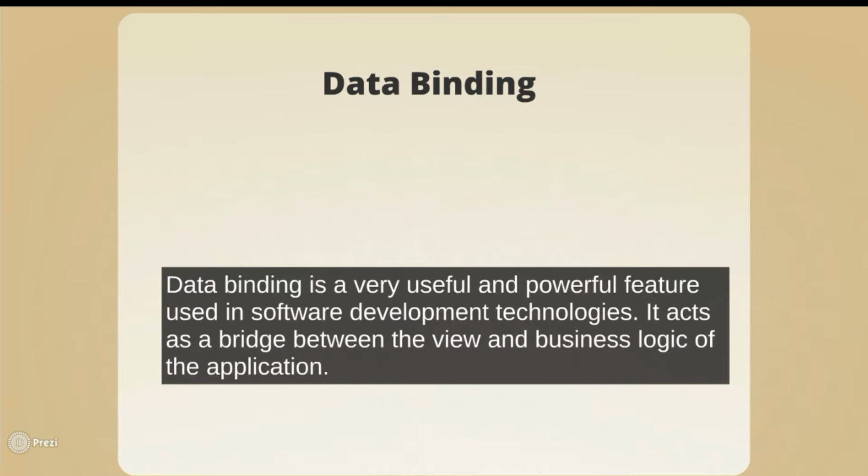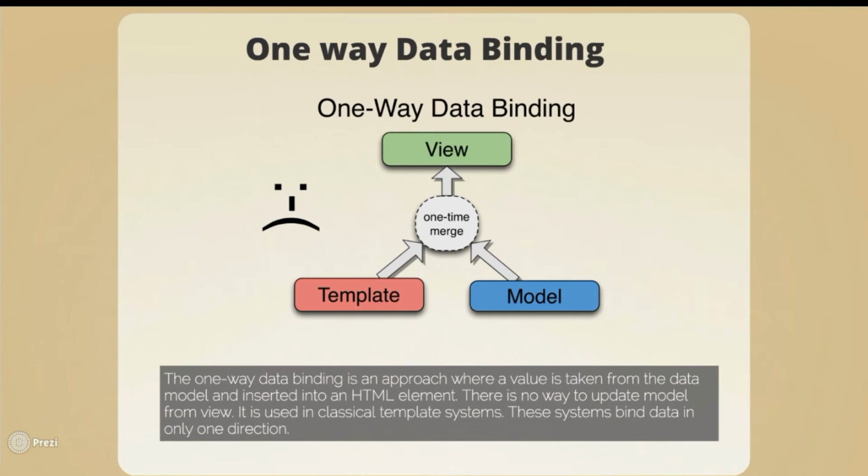Data binding is a very powerful feature used in software development technologies. It acts as a bridge between the view and the business logic of the application. There are two types of data binding, one-way data binding and two-way data binding. One-way data binding is used by jQuery and two-way data binding is used by AngularJS.